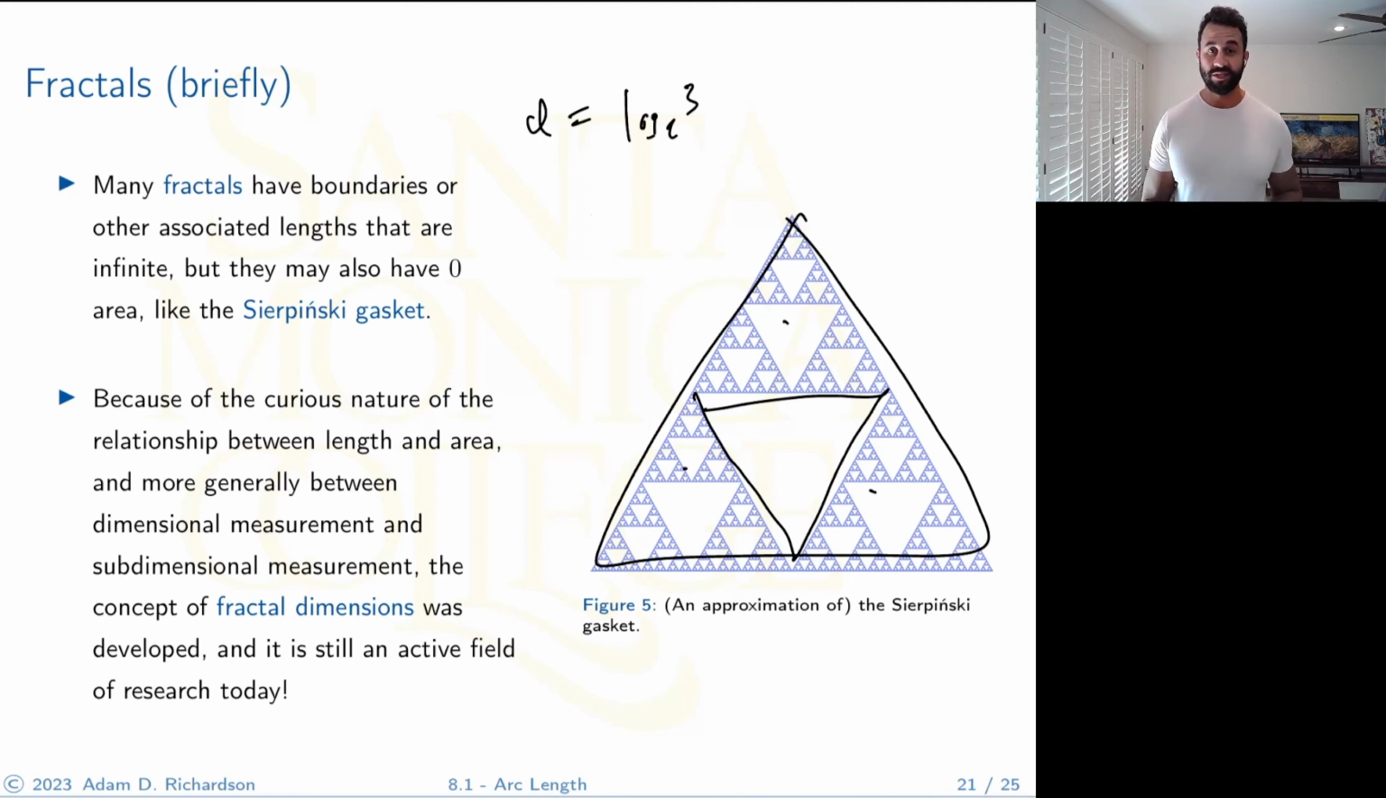If you're interested, I'd be happy to talk about fractals, but there's a time and a place, and let's move along and get back to Calc 2.